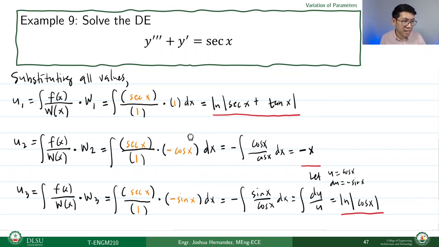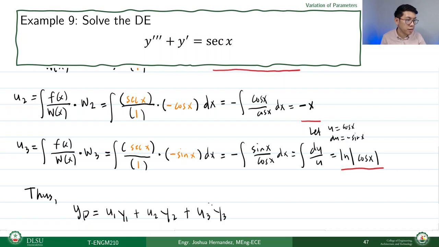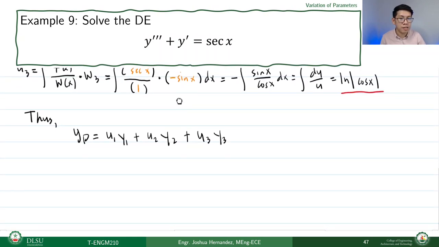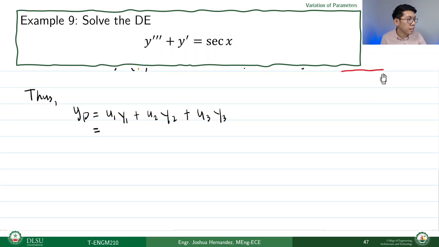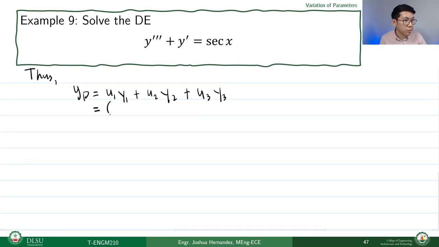Pero hindi pa tayo nagtatapos dyan sapagkat gagamitin natin yan para kunin yung yp natin. Thus, yp equals u sub 1, y sub 1 plus u sub 2, y sub 2 plus u sub 3, y sub 3, getting all the functions here, no? Substituting them, u1 natin na nakuha is ln secant x plus tangent x, multiplied by y1, which is 1, no?